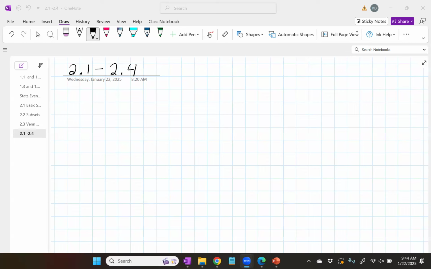So 2.1 and 2.2 are very related. We are organizing qualitative data. So if you remember, the qualitative data was the description words, more words than numbers. So we often get qualitative data with our different studies. So we do have to have a way to organize it and present it and make sense of it.